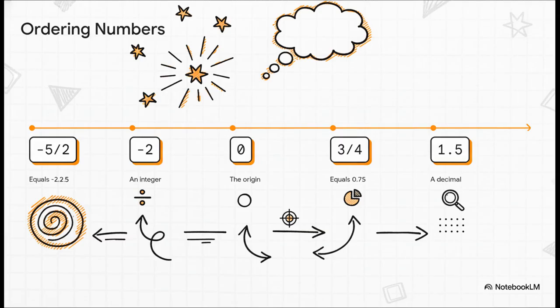Now, a little pro tip, it's usually easiest if you convert everything to a decimal first. So negative 5 over 2 becomes negative 2.5, and 3/4 becomes 0.75. Now we just plot them all on the number line, and you can see the order perfectly. Reading from left to right, from least to greatest: negative 2.5, then negative 2, 0, 0.75, and the biggest is 1.5.